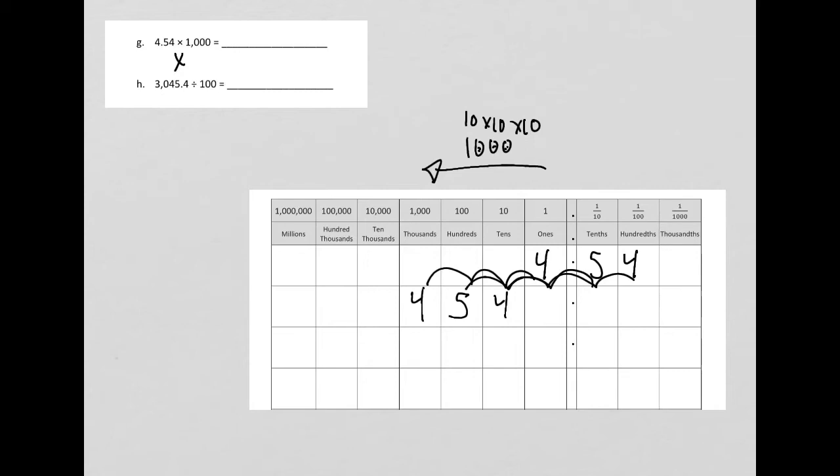Remember that you need to fill in that blank space with a 0, because if we don't, our number would become 454, but really that 4 is in the thousandths place. So we need to pretend that there is a 0 here in the thousandths place, and that got moved over, and that 0 is now in the ones place. So 4 and 54 hundredths, or 4.54, times 1,000 is going to give me 4,540.